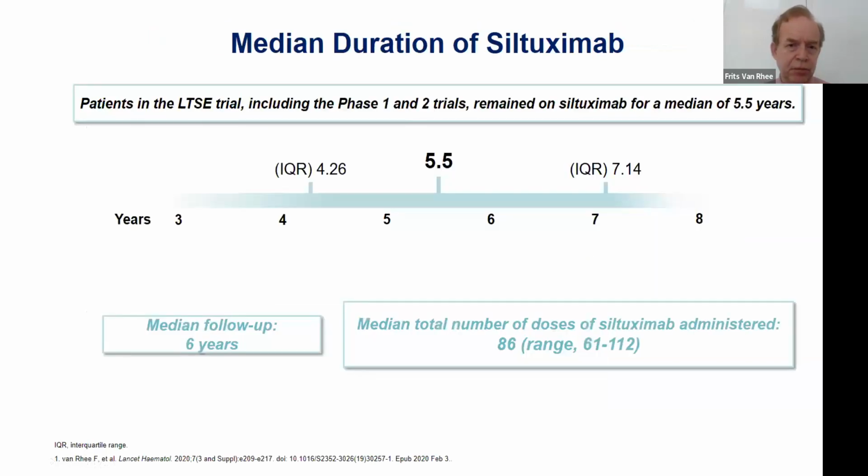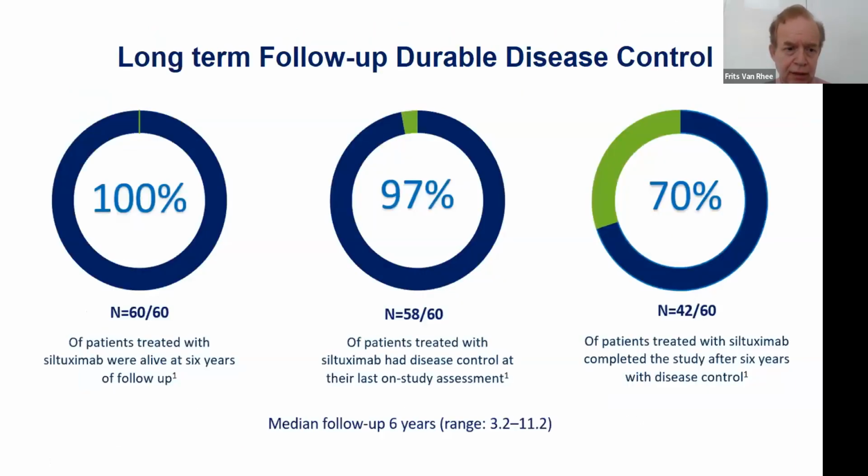So these patients were in study for a median of 5.5 years. They received a median number of doses of 86, which was quite high, and all were alive. The median showed there were only 2 patients who had disease progression.